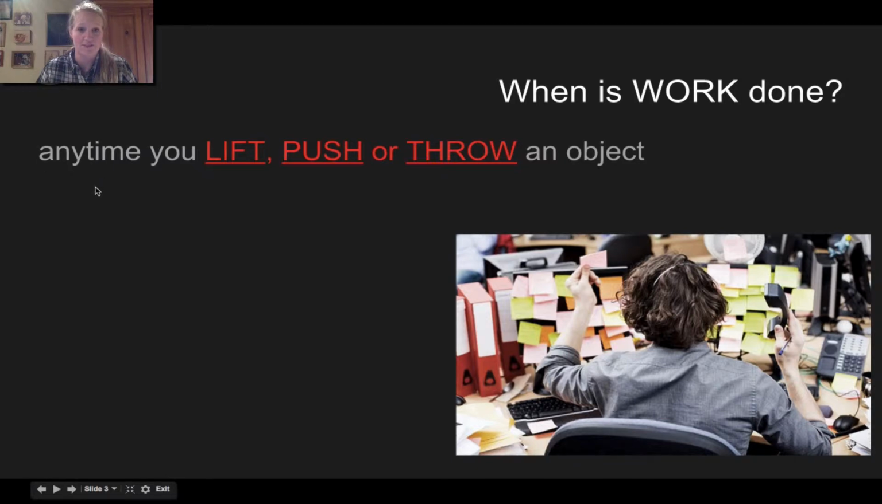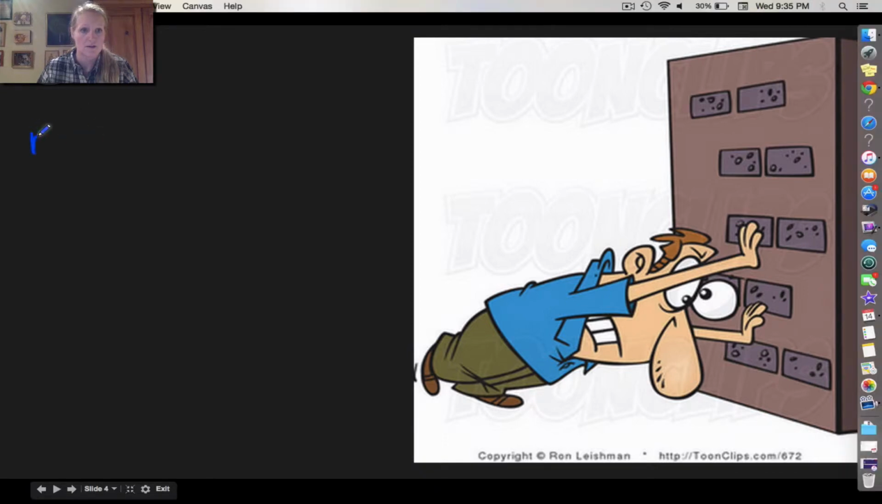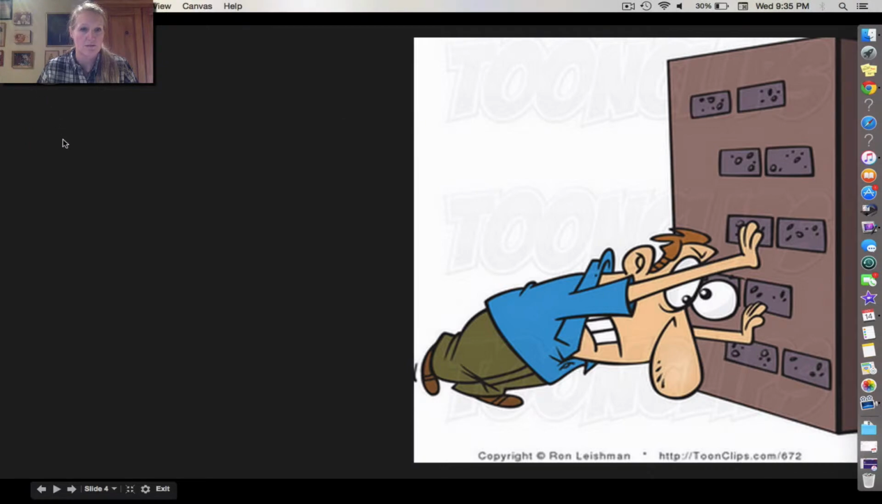So this is only half the definition right here. Here's an example. Even though I'm pushing on the wall, or this cartoon is pushing on the wall, it is not work unless the wall moves. And I want to thank, by the way, Google Images for all of the awesome pictures I have for today's presentation, today's set of notes. So not work unless the wall moves, unless whatever it is moves.